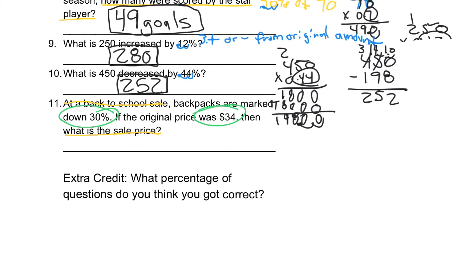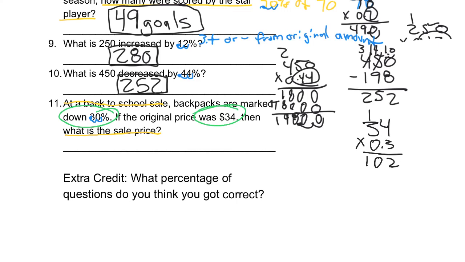So I'm going to use my, what's my strategy? My 3-step strategy for markdowns. Step 1, convert the percent to decimal. Let's do that. Okay, 0.30. All right. Step 2, multiply by the original amount. Okay, that's 34 times 0.3. What do we get? 3 times 4 is 12. 3 times 3 is 9, plus 1 is 10. I got 102.